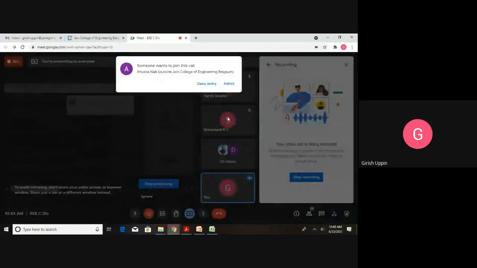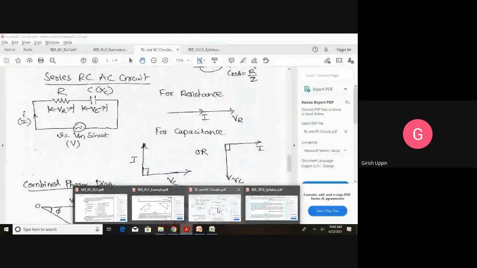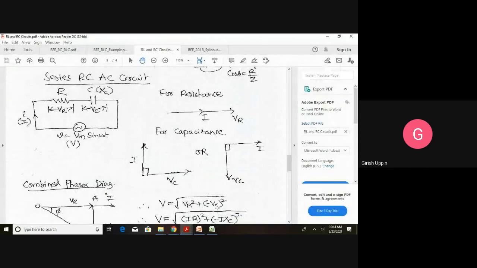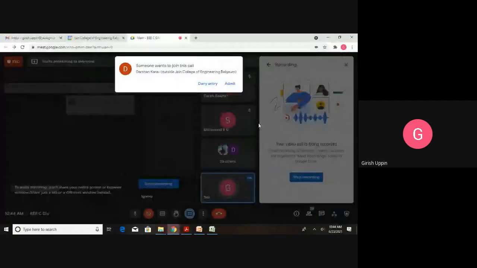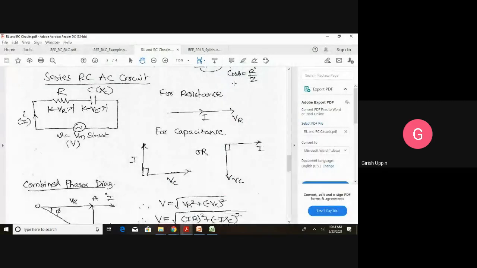In this session, we will look into the RC problems. In the previous section, we looked into RL analysis and problems based on the RL circuit, that is the series combination of a resistor and an inductor. Just to recap the analysis of the series RC AC circuit.